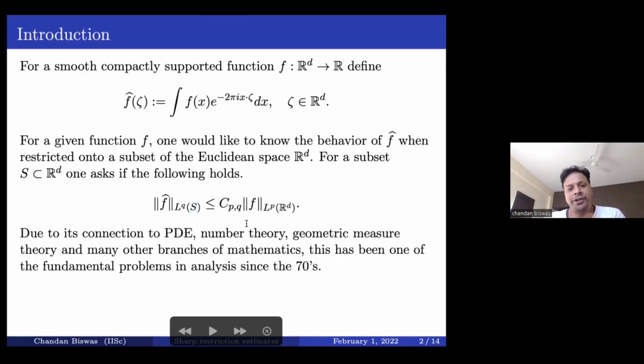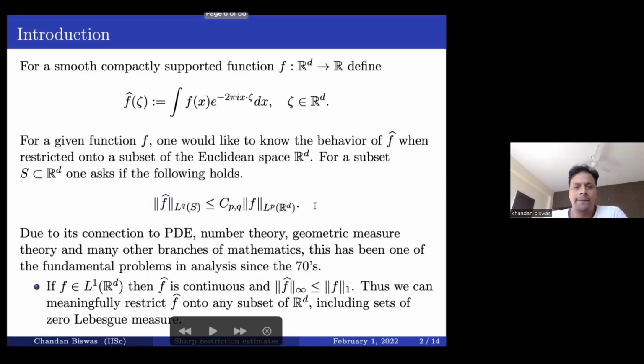Due to its connection to PDE, number theory, geometric measure theory, and many other branches of mathematics, finding bounds of this form has been one of the most fundamental problems in analysis since the early 70s. Notice that when f is in L^1, we can still define this. f doesn't have to be smooth and compactly supported for this to make sense.